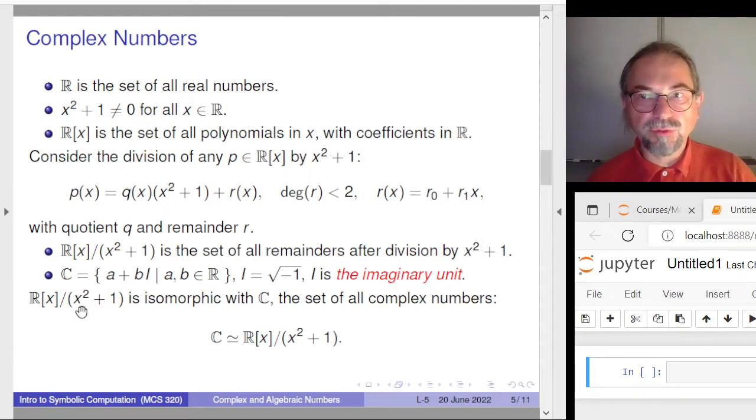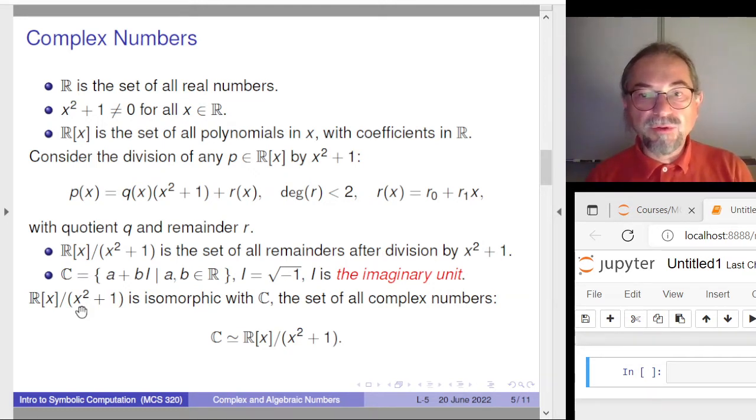So we denote the set of all the remainders by the division of the polynomial ring by x squared plus 1. Okay, so that's, what does that bring us?